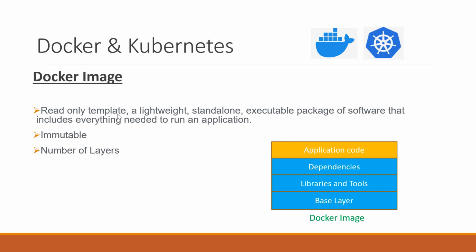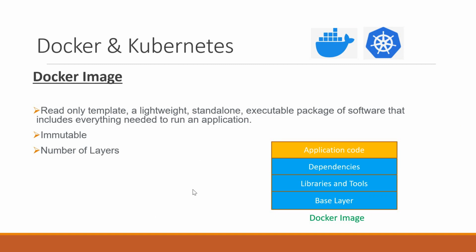So Docker image is a read-only template. That means when we create a Docker image, we cannot change any file inside it. If we want to change any files in the Docker image, we have to create a container of this image, and we have to change the files and create a new image of the image. So we cannot change any file in the existing image.